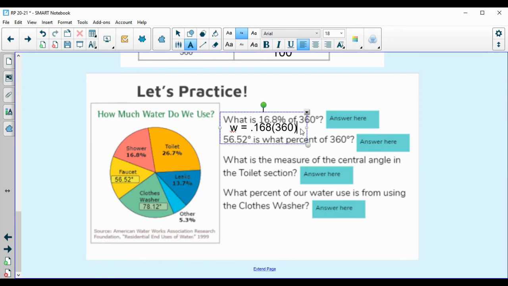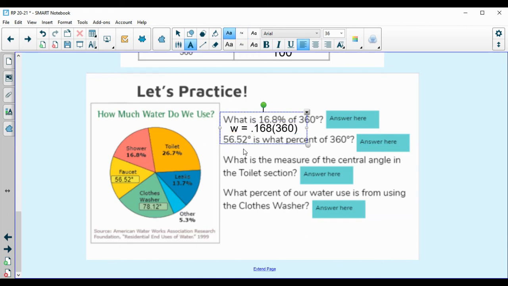So now if I solve this part of this equation, I'm going to know what degree measure 16.8% of the whole circle would be, right? So they've given me the percentage of water that is used by the shower, but what I don't know there would be the measure of the central angle.